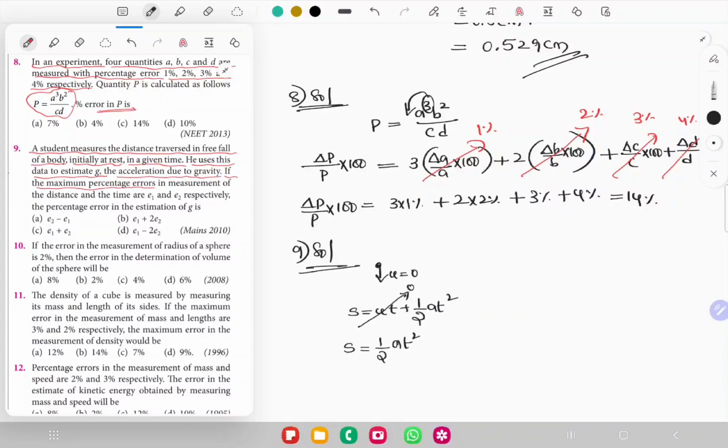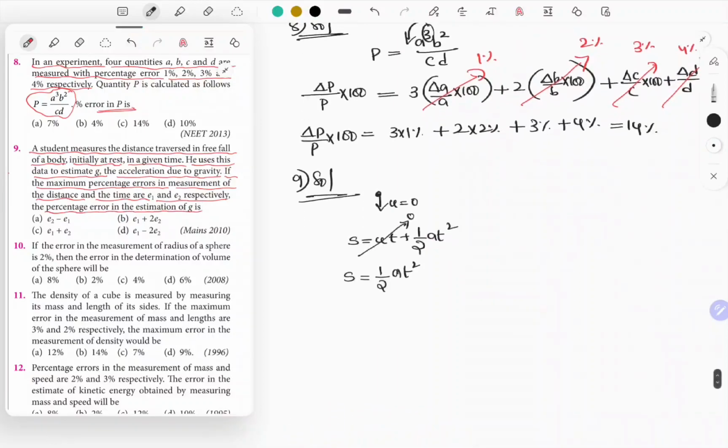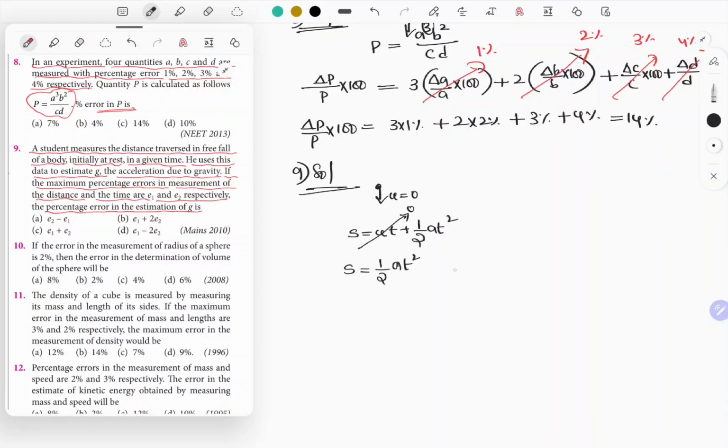If the maximum percentage errors in the measurement of the distance and the time are E1 and E2 respectively. What's the question they're asking? Percentage error in the measurement of g. Super. So from this formula, try to write down a relation between g and S and T. Here a is actually replaced with acceleration due to gravity. Now here it is, g is equal to 2 into S divided by T square.